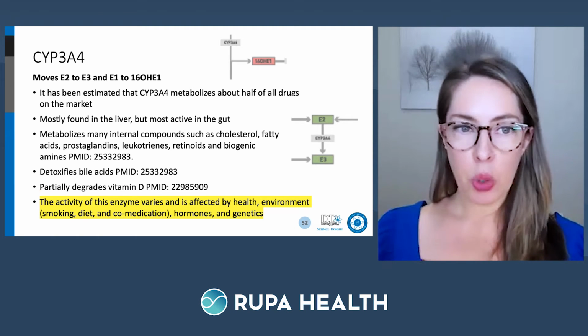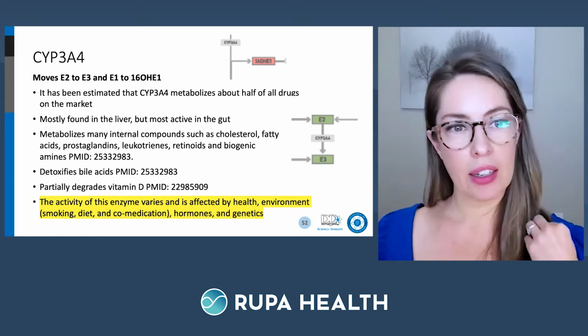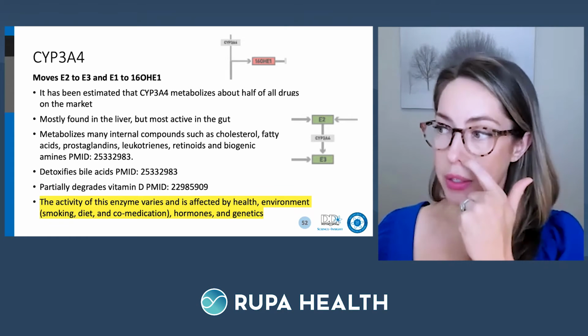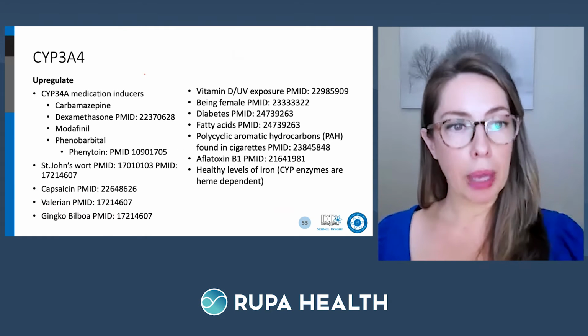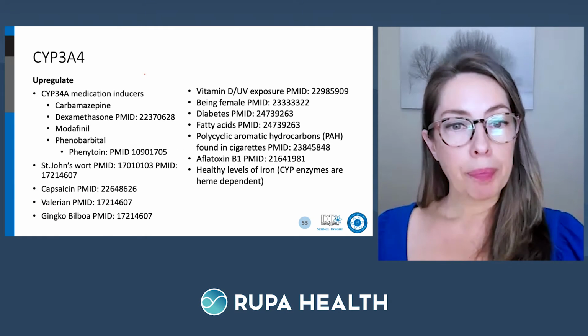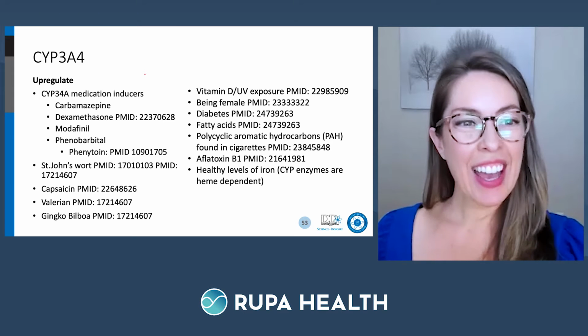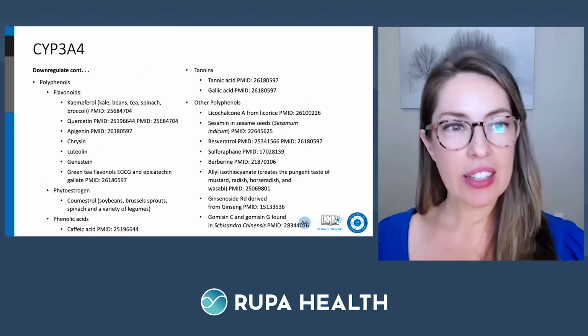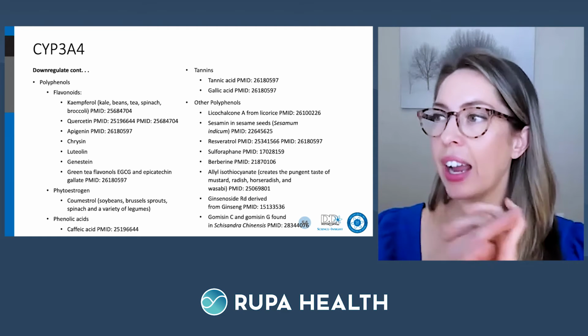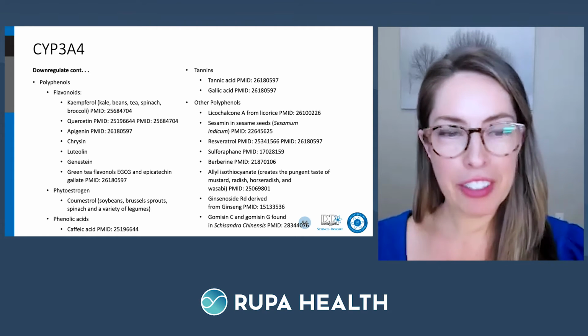CYP3A4 is moving towards the 16 pathway. And so I want to probably downregulate this. Remember, we saw quite a bit for her. So green tea does this, but these are the ways that you upregulate this. I don't necessarily want these. I want to downregulate. This slide is just an entire list of polyphenols.